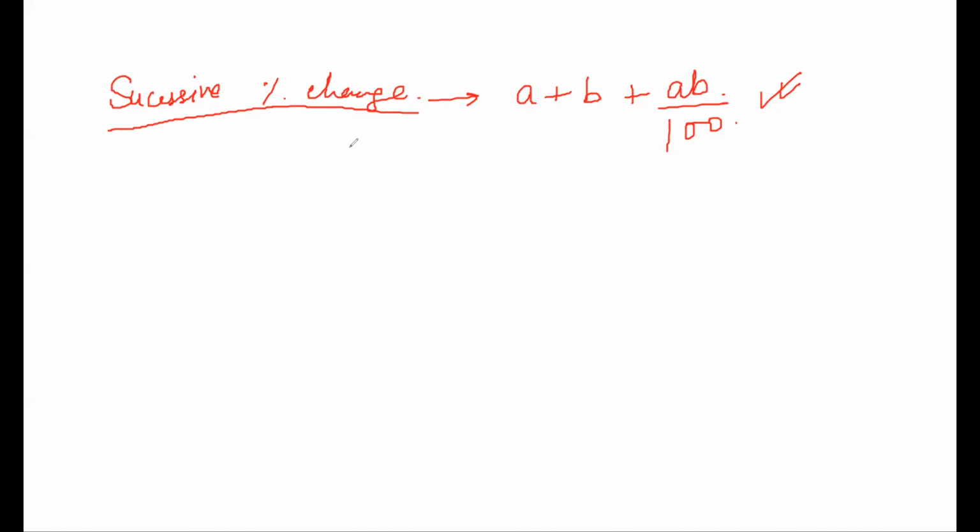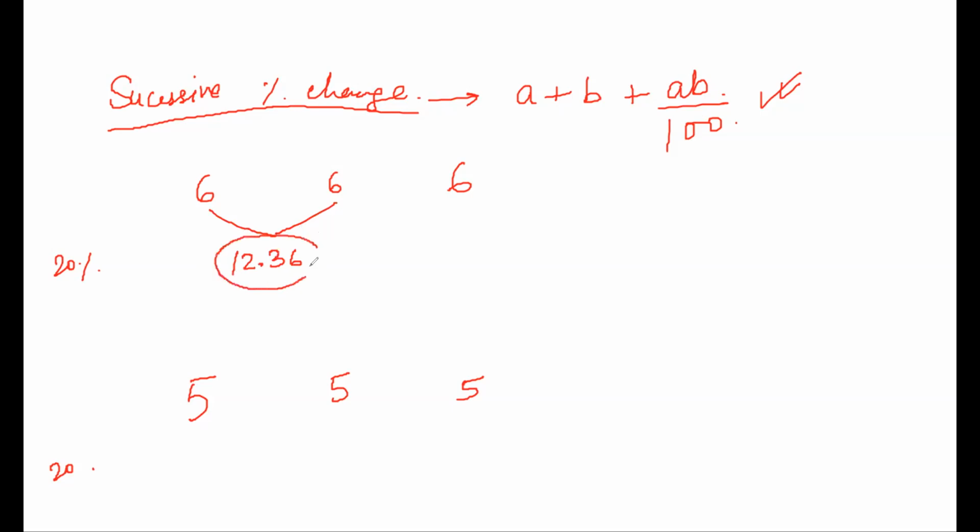Yeah. So how do we use this? As I said, it might be 6 or 5, anything. I'll try doing for 6 or 5 both. So 6 means we are saying 6 compounded 3 times should reach 20%, or 5 compounded 3 times should reach 20%. So let's see which of them reaches. If I do successive of 6 and 6, it will give me 6 plus 6 plus 6 into 6 by 100. That will give me 12.36. Compounding of these two will give me 12.36.